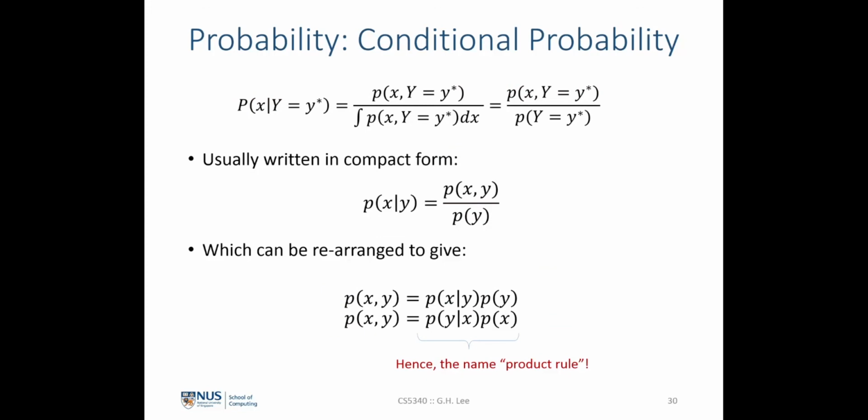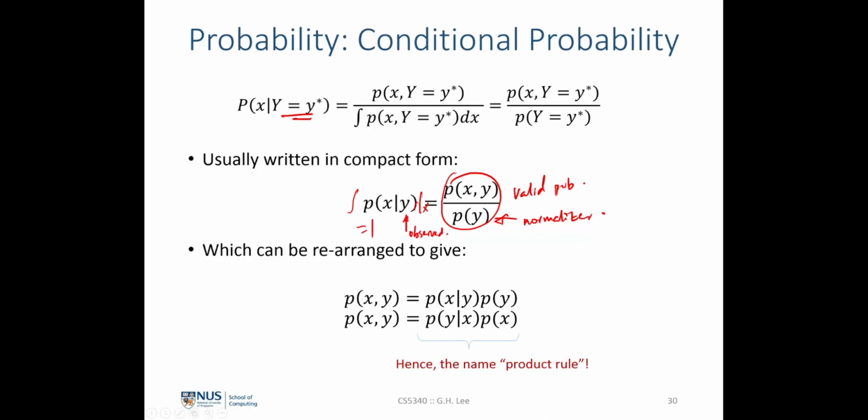And the conditional probability is usually written in a more compact form. Instead of writing y equals y star over here, we'll simply write it as p of x conditioned upon y. So when I write conditioned upon y, it simply means that y here is observed to be fixed at a certain value. And this would be equal to the joint probability of x and y divided by the marginal probability. So this is actually a normalizer, the normalizer that makes this whole thing a valid probability. This means that if we take an integral over dx, it must be equal to 1.